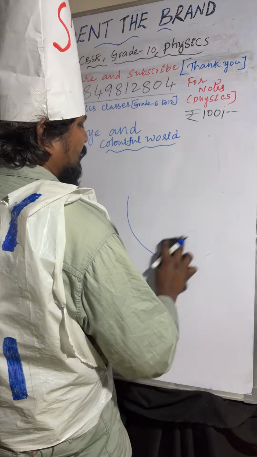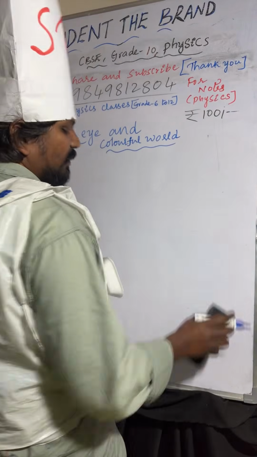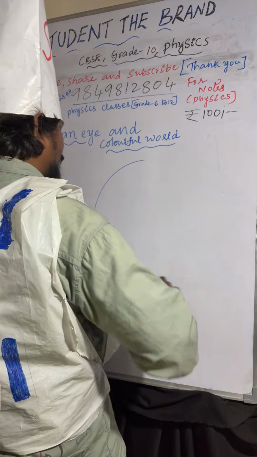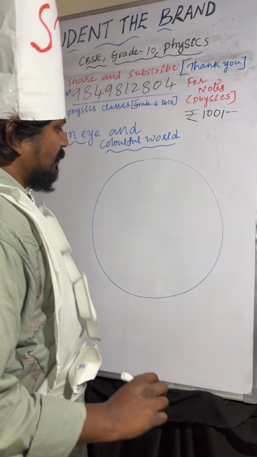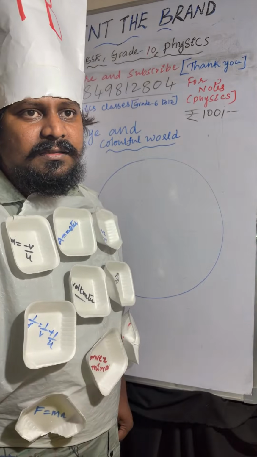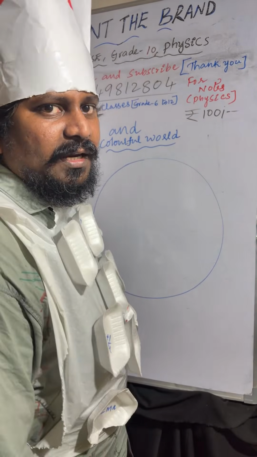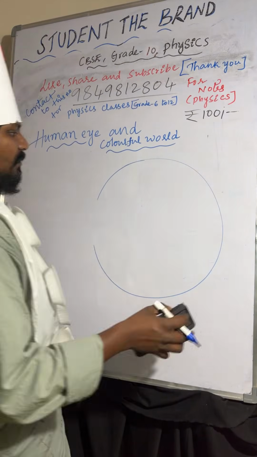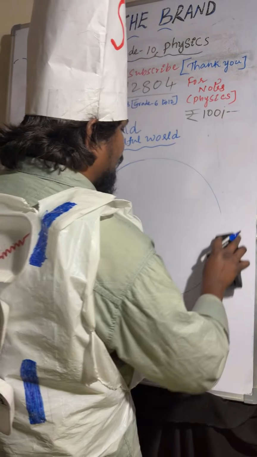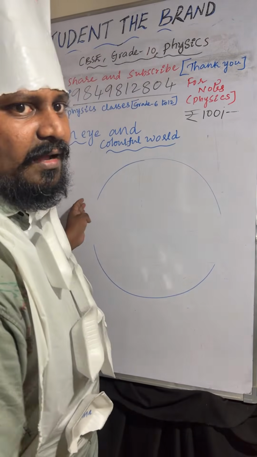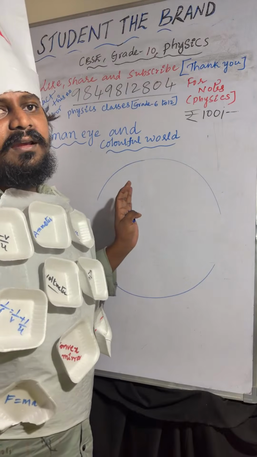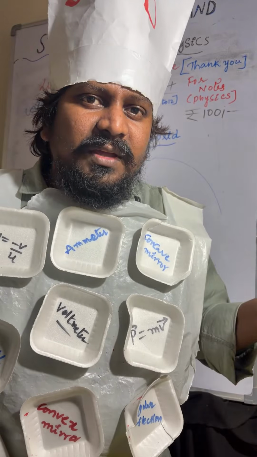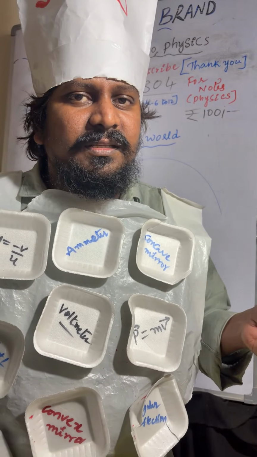Just follow here and focus on it. Here I am drawing a complete circle like this. After that you can draw this front portion, the bulged surface. This is the cornea, the frontal protective layer of the eye, where most of the refraction takes place.